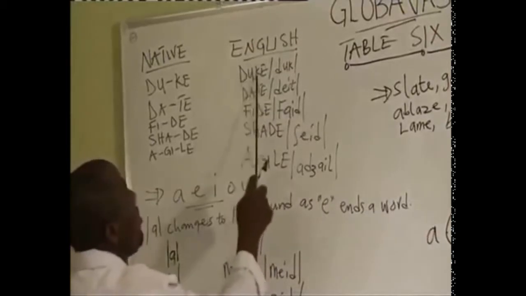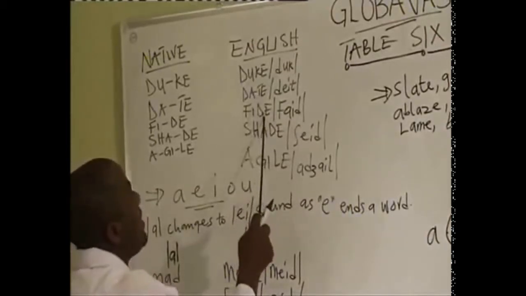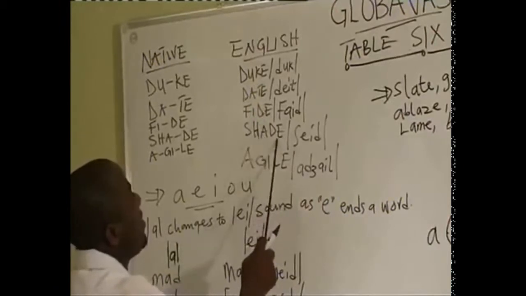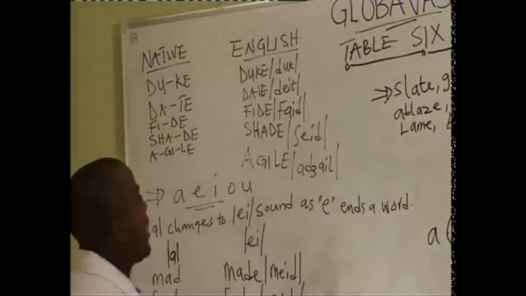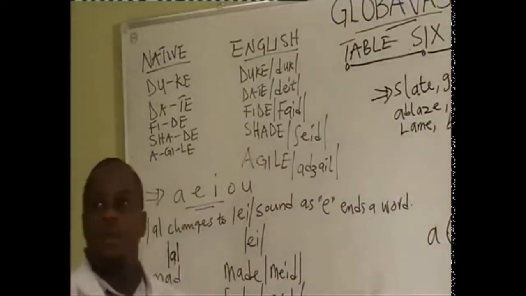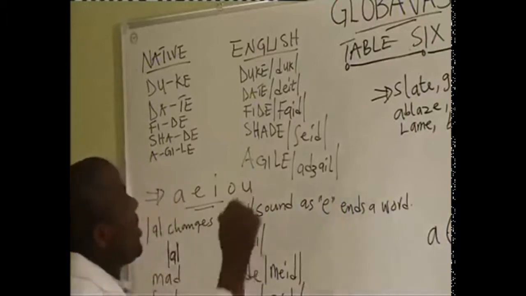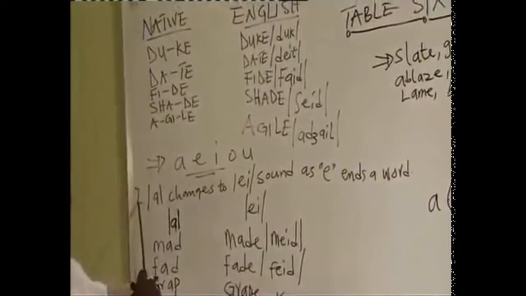Here now, this one becomes Duke. Say Duke. Duke. Date. Date. Fight. Fight. Shade. Shade. And Agile. Agile. I will explain. So there's a difference between native pronunciation and what? English pronunciation. So all I want you to know is that when E ends a word, you have to be very careful. We'll take it one by one. One, what happens to A?